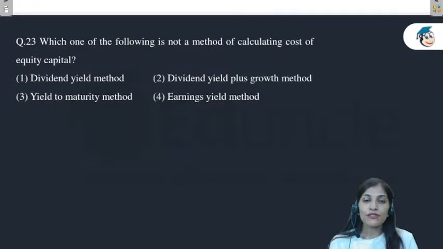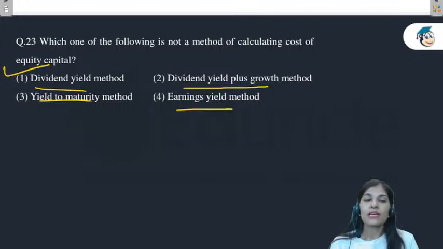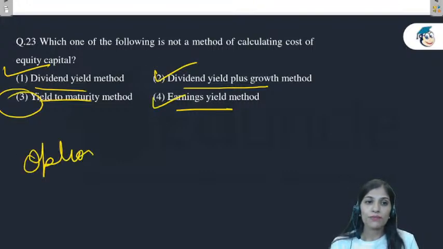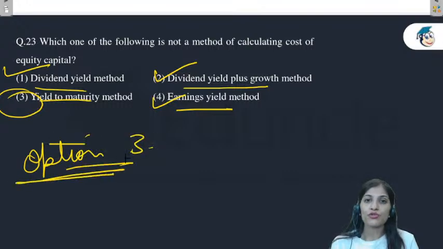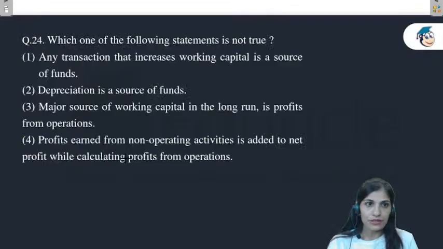Next, which one of the following is not a method of calculating cost of equity capital? Which of these methods is not the method of calculating cost of equity capital? Dividend yield method, dividend yield plus growth method, yield to maturity method, earnings yield method. See, this is the method to calculate. Again, this is but third. Option number 3. No such type of method is used for calculating cost of equity capital.